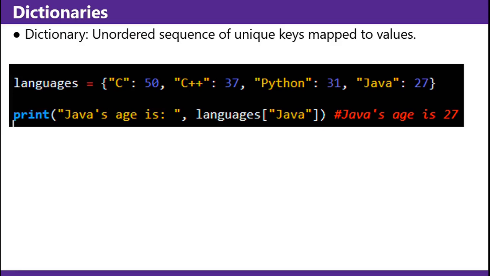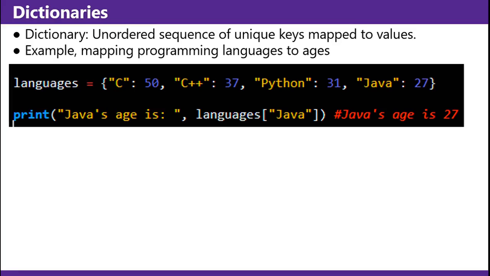Dictionaries, an unordered sequence of unique keys mapped to values. Example, mapping programming languages to ages. So C is 50 years old, C++ is 37 years old, Python is 31 years old, and Java's age is 27 years old. To access the dictionary, you just do the name of the dictionary, square brackets, and then the name of the key you want to access. So Java's age is 27.